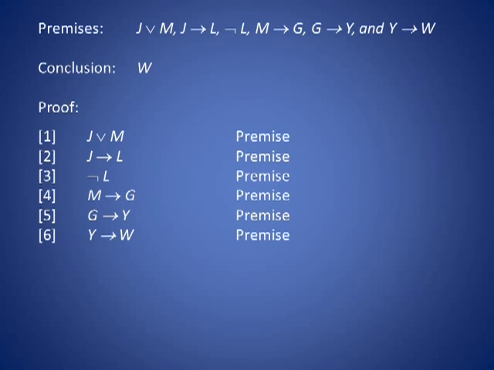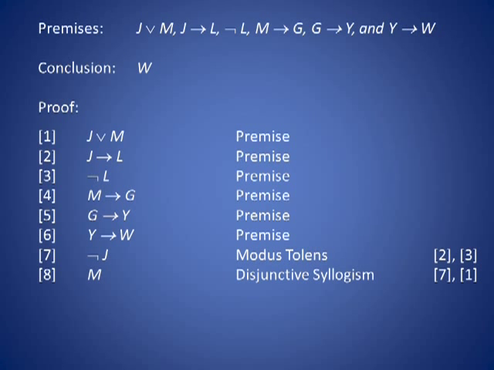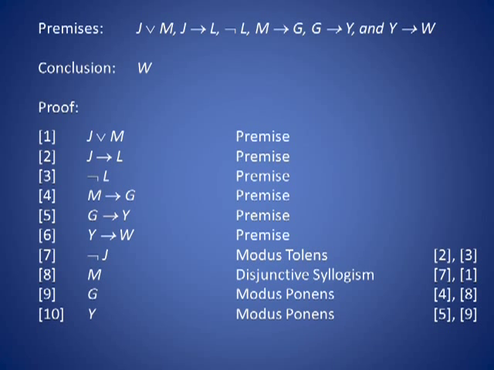Now, on line 7, we use modus tollens from lines 2 and 3 to conclude that J must be false. Using disjunctive syllogism from lines 1 and 7, we get that M is true. Once we have M, it is a matter of a sequence of 3 uses of modus ponens to get from M to G using lines 4 and 8, from G to Y using lines 5 and 9, and from Y to W using lines 6 and 10. W was our conclusion.